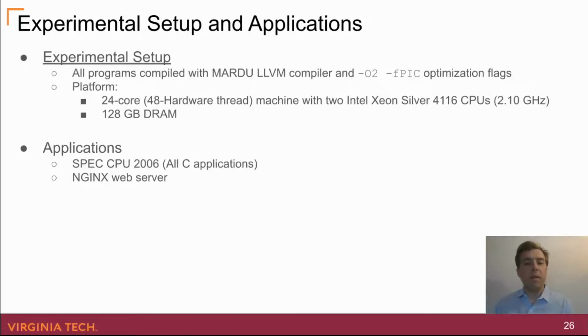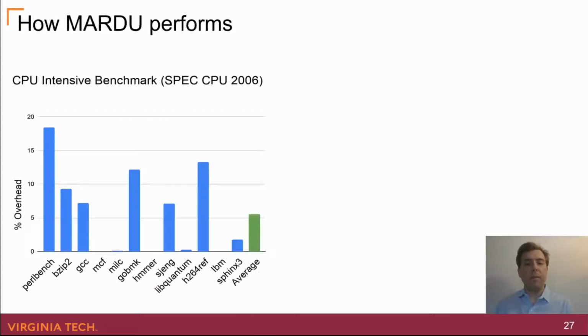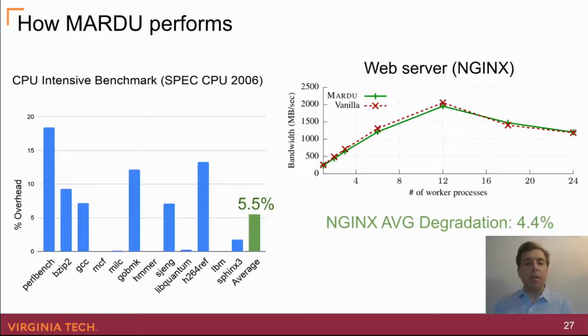However, MARDU could support C++ with additional engineering effort. In addition, we evaluated MARDU with the NGINX web server as a concurrent application for evaluating scalability. For SPEC, we achieved an average runtime overhead of 5.5%, and in the best case, MARDU had a negligible overhead. We also evaluated MARDU in a concurrent setting using NGINX and measured throughput. Across various worker counts, we only observed a 4.4% average degradation in throughput.